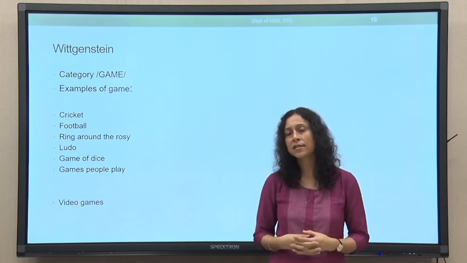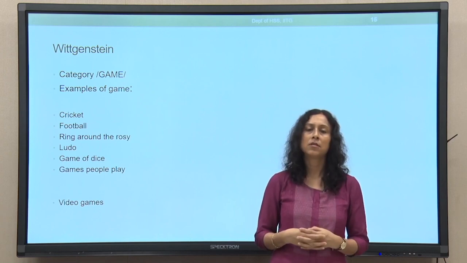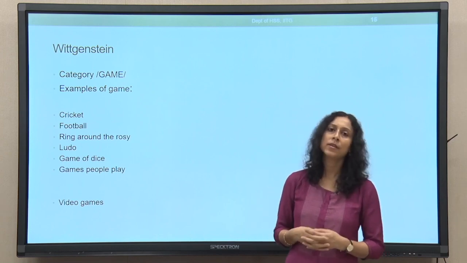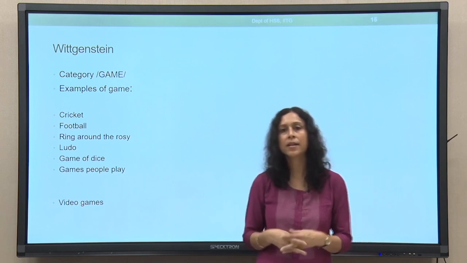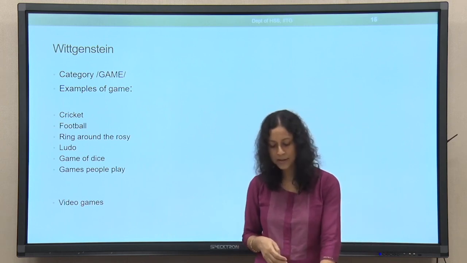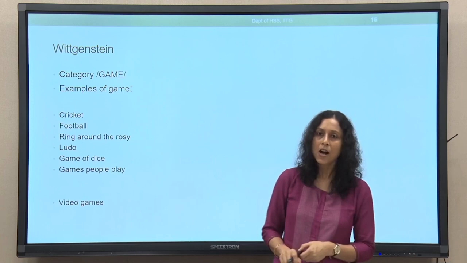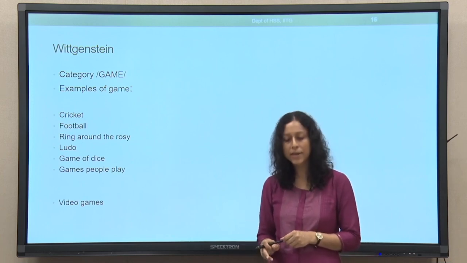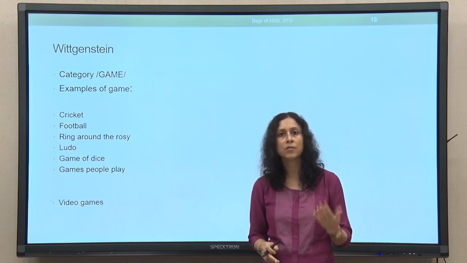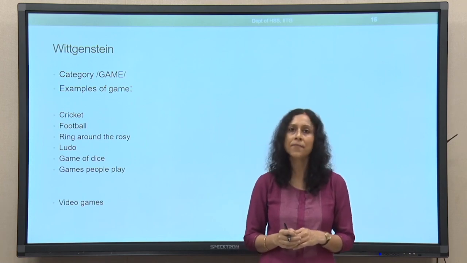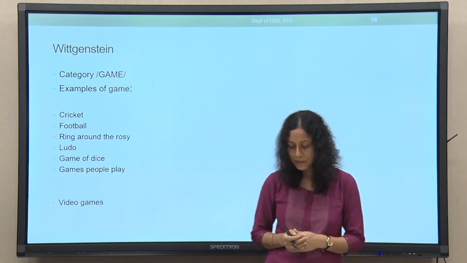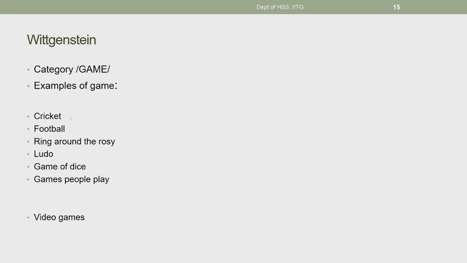In India, if you ask somebody, tell me what is a game, more often than not people will start with cricket, because cricket is like a religion in India. So, it is the game. Of course, now after the Olympics, more people are tuned into other examples of games, but still there are differences. So, let us say examples of games are cricket, football, that is one group of games.